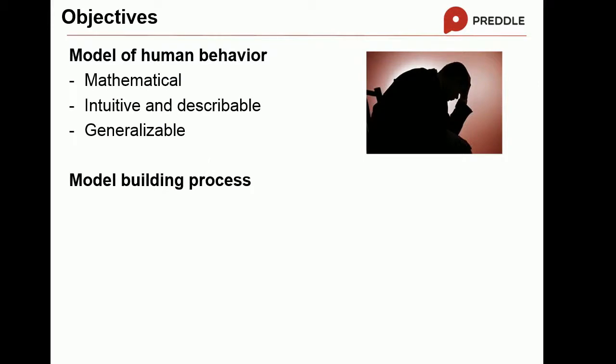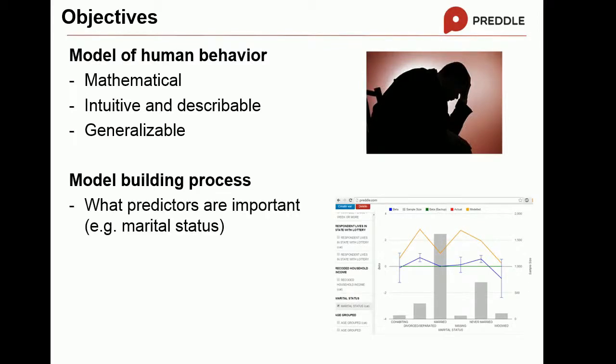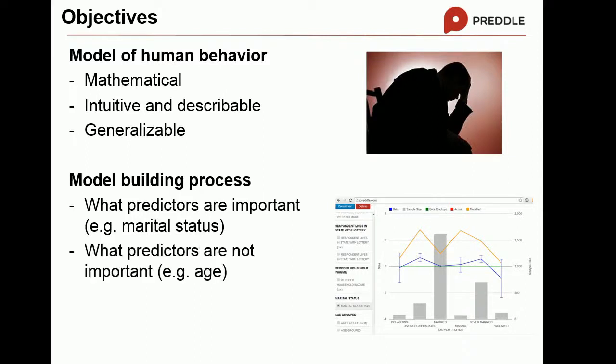Secondly, along the process of building the model, you get to see what information from your data is important and what isn't. Maybe the person's marital status is important. We say marital status is statistically significant or highly predictive. Maybe the person's age is not important. It is not statistically significant or not predictive.